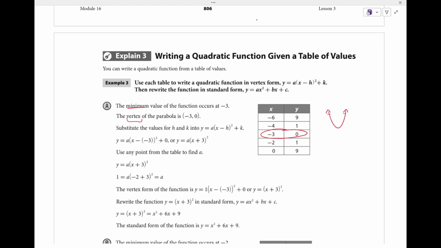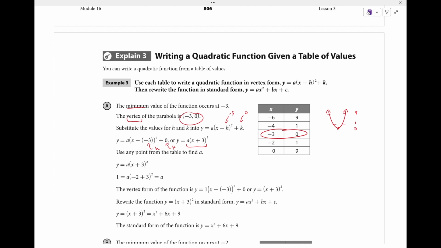because my parabola is going to look like this. Here my y value is 9. Here it's 1. Here it's 0. Well, that's the point where it turns around. So my vertex is (−3, 0), and that means h and k are −3 and 0 respectively. I can plug that into my equation like they did here. They plugged in h there, they plugged in k there. So they got a times (x + 3) squared.